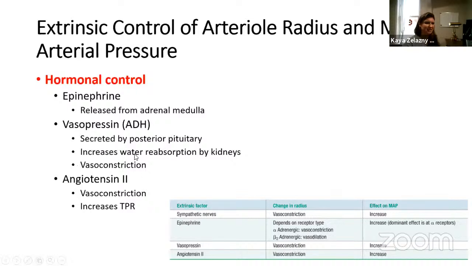Its usual role is to increase water reabsorption by the kidneys, but it also does vasoconstriction. So it's going to be raising blood pressure by vasoconstricting, changing the resistance and therefore changing the blood pressure. Angiotensin 2 has the same effect. We'll also be talking about the renin-angiotensin system when we get to the kidneys. But in the blood vessels, it also creates vasoconstriction, increasing total peripheral resistance, increasing blood pressure. So those are two other hormones that come into play here.